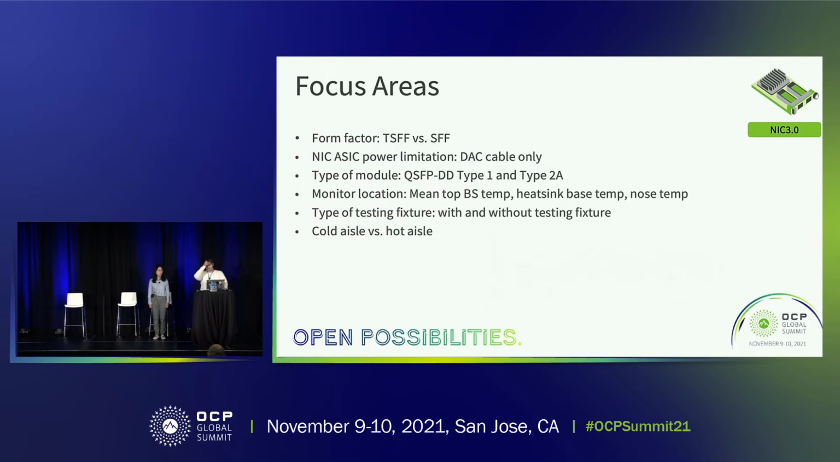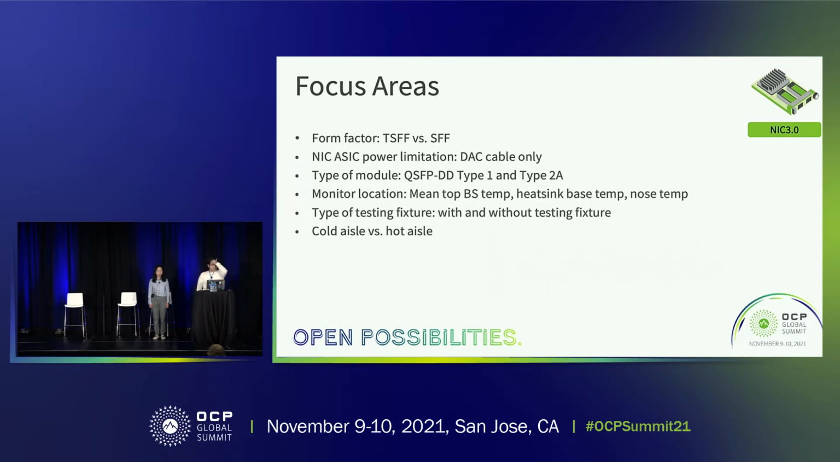For the purpose of this presentation, we're going to be looking at the impact of TSFF versus SFF. In addition, we would also be looking at the NIC ASIC power limitations. That is simulated only in the presence of DAC cable, so all that power is being pumped through the ASIC. Along with that, we're going to be looking at the type of module: the QSFP-DD Type 1 module, as well as the QSFP-DD Type 2A module, which has certain enhancements to the mechanical structure to enable better cooling.